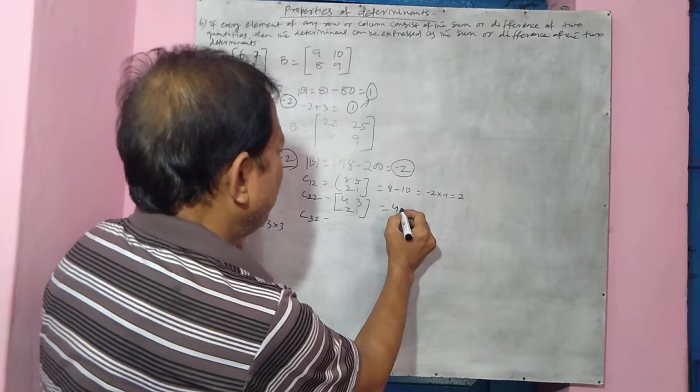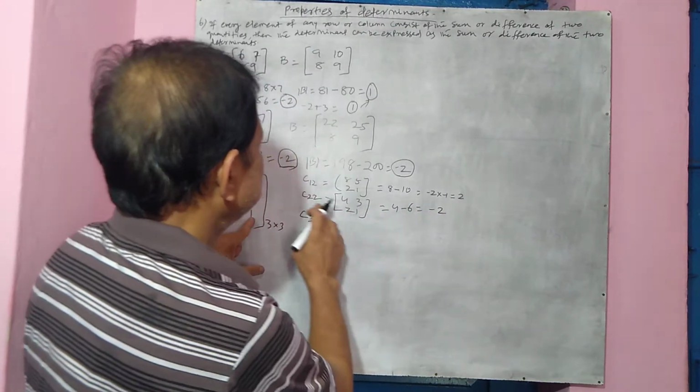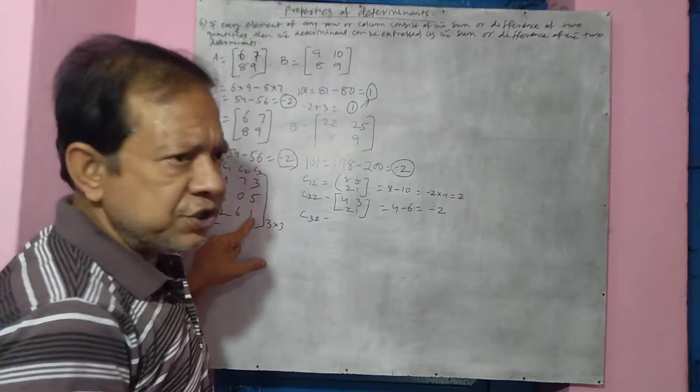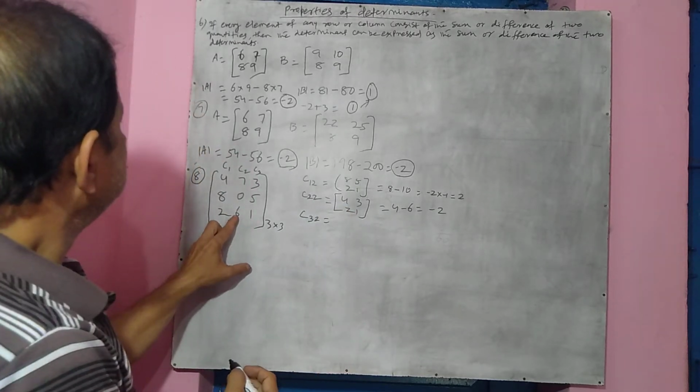4 into 1 is 4, minus 3 into 2 is 6, which is equal to minus 2, because 2 plus 2 is positive. Now coming to the third one, here.